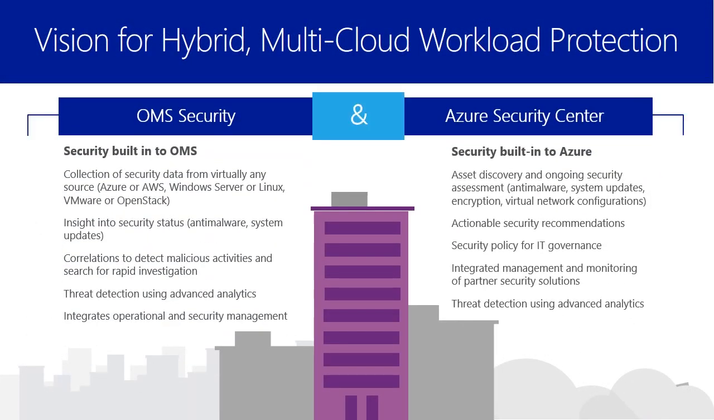There are currently two products, Azure Security Center and OMS Security. Azure Security Center is focused on Azure resources. The detection engine is exactly the same as OMS Security. You get the same kind of detections. OMS Security is focused on everything else, the collection of security data from virtually any source. Microsoft are currently in the process of merging these two products together. Eventually, you'll have the best of Azure Security Center and the best of OMS Security in one place.